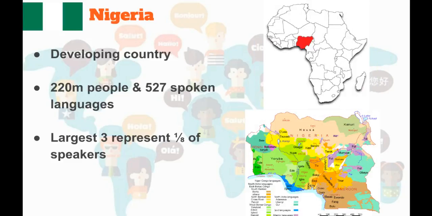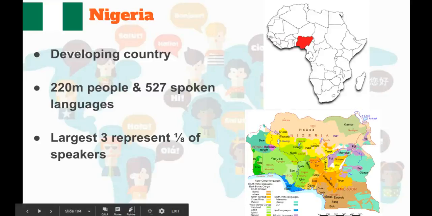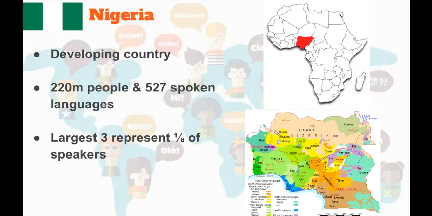Now, Nigeria would be an example of a developing country that has a variety of different languages spoken. This is usually because of the ethnic makeup of Nigeria, which is extremely, extremely diverse. Keep in mind the largest three of those languages only represent an eighth of the speakers, and you have roughly a quarter of a billion people there who speak over 500 different languages. So Nigeria is a very, very fractured country when you start talking about languages because of all the different ethnic groups in Nigeria.